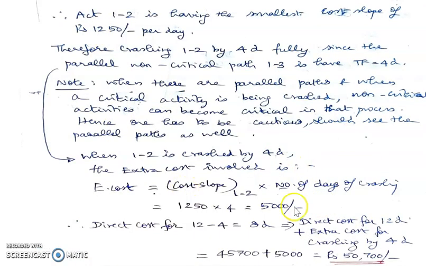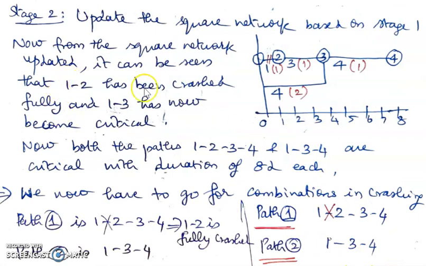So we have done here, and we have found out what is the extra cost incurred because of crashing 1, 2 by 4 days. And we found that it is 5,000 rupees, which is cost slope of 1, 2 multiplied by 4 days of crashing. And therefore, the direct cost for 12 minus 4, 8 days is direct cost for 12 days plus extra cost incurred by crashing activity 1, 2 by 4 days, which comes out to be 50,500. Now we go for the second stage of crashing.